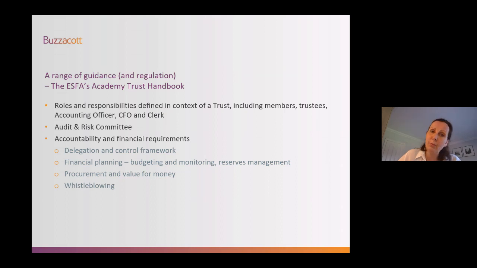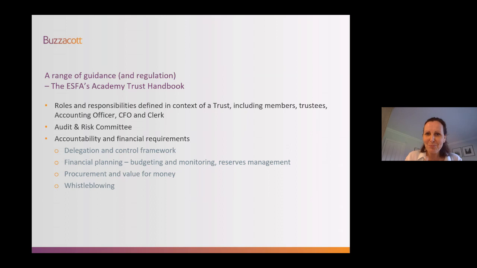Trust. So they start off in the handbook, for example, by setting those roles and responsibilities, defining them in the context of a trust. So the membership, the trustees, and the trustee discussion here repeats a lot of what is already in the DfE governance handbook as well. The role of the accounting officer, chief finance officer, and also the clerk. And actually in the 2021 handbook, the clerk is now referred to as a governance professional, and the handbook is saying that a governance professional must be appointed.